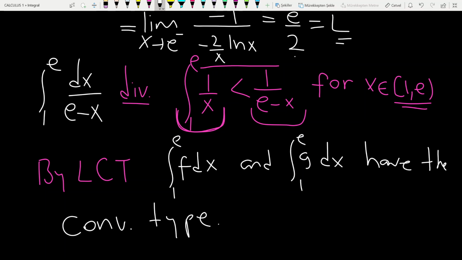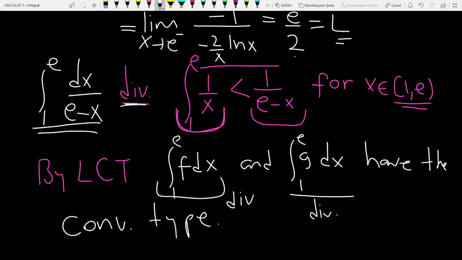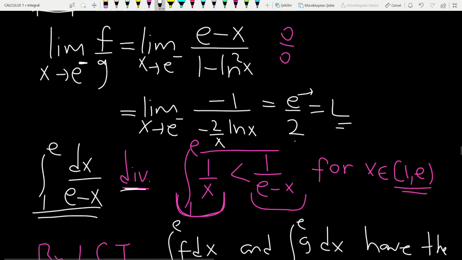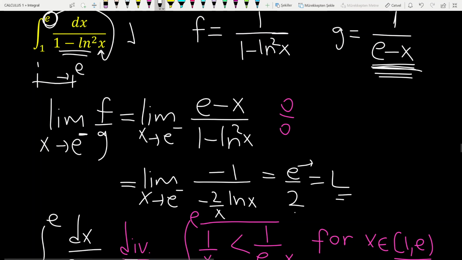Okay. What do we get about the convergence of this one? We get that the improper integral of g diverges. Since this is a divergent improper integral, the improper integral of f must diverge. So we get the answer. The given improper integral is divergent.